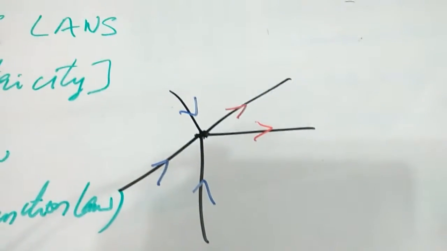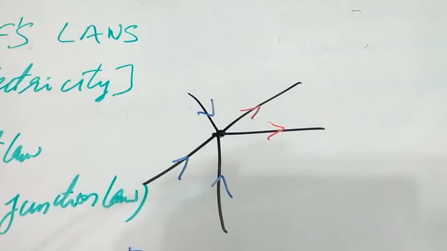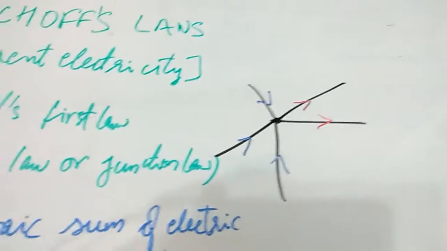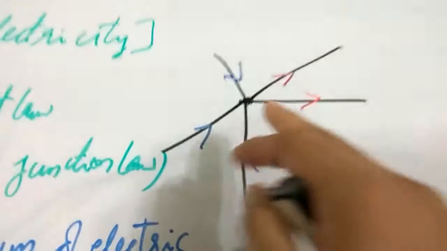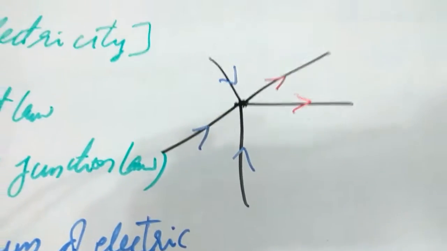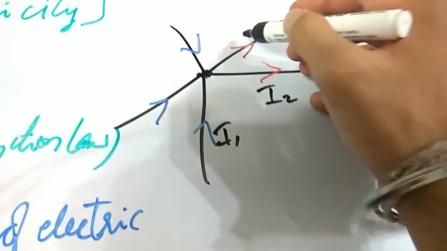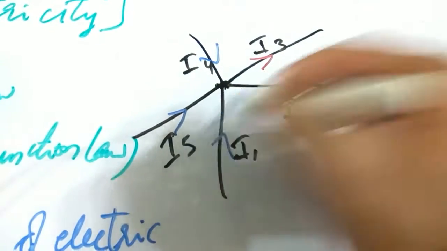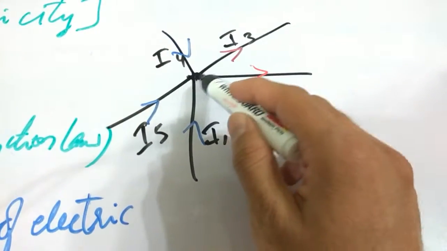So basically, according to the statement, there should be no current at the junction. The current at the junction should be zero. That means no current stays here, no current stores up here, nothing. So let's say this is I1, I2, I3, I4 and I5. The sum of these should be zero at this junction.